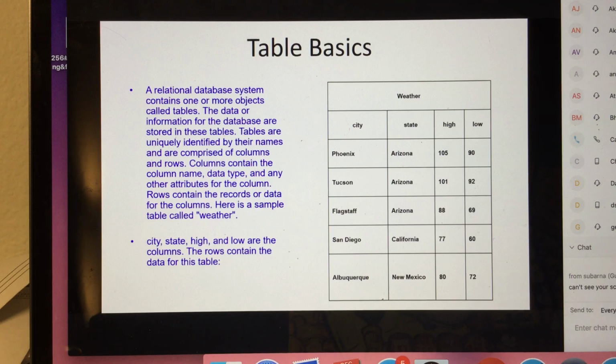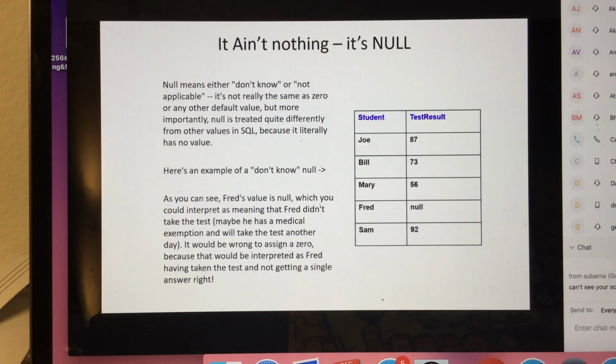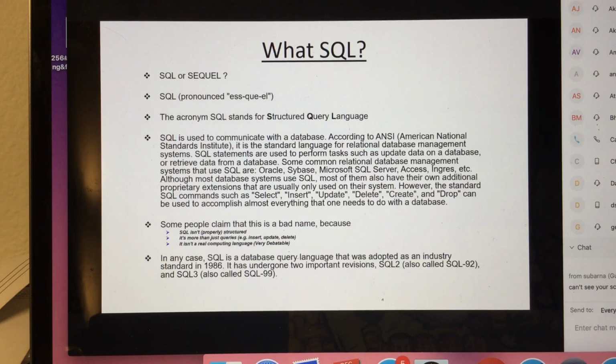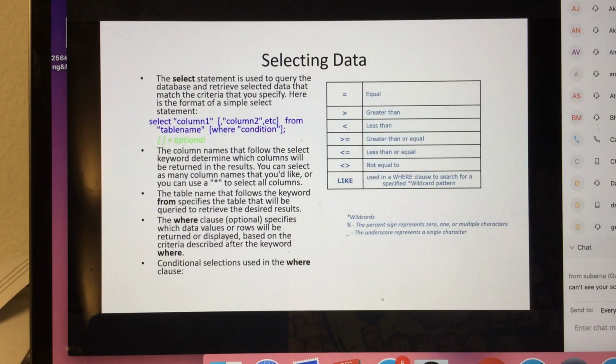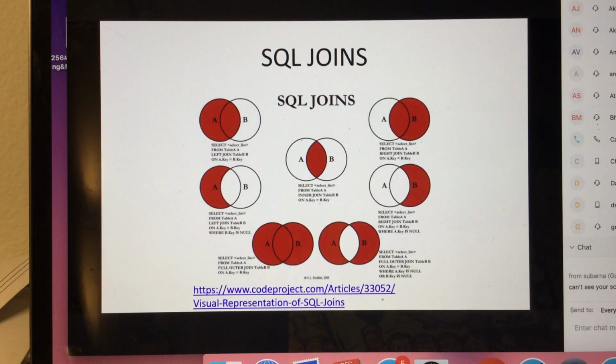Primary key, composite primary key, foreign key, constraints. What is SQL? How do we get data out of it? So there might be an example SQL statement, and you have to pick the right one. I'll tell you what's the correct SQL statement to do something, and I'll give you the statements. You have to pick the right one from multiple choice, that sort of thing.